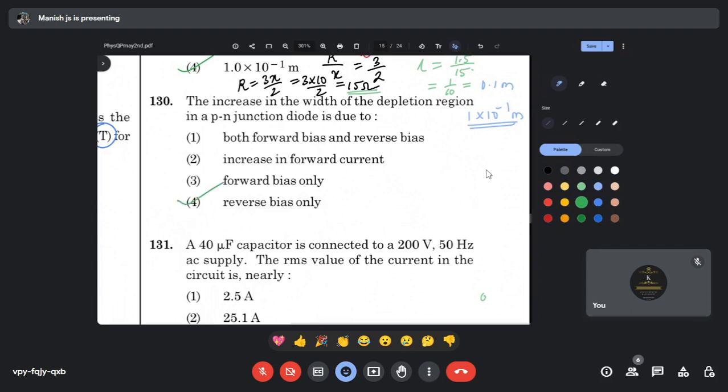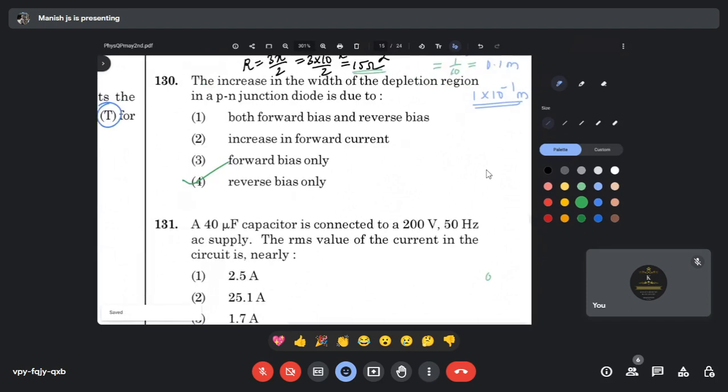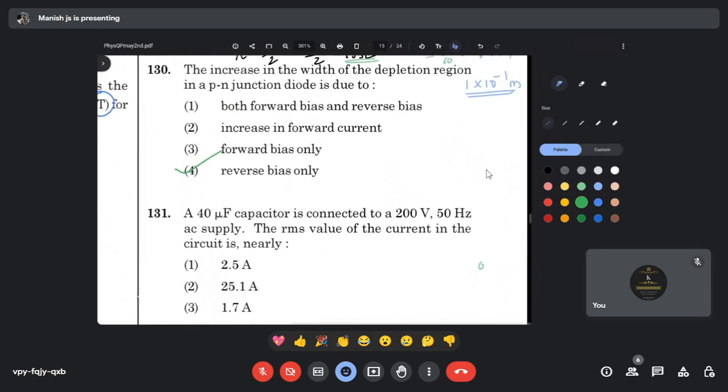In reverse bias, the diode will not conduct, and the depletion width will keep on increasing. It starts building up because of the absence of electrons and holes in that region. So this is a direct question from the theory of PN junction diode. That is the answer for question number 130.